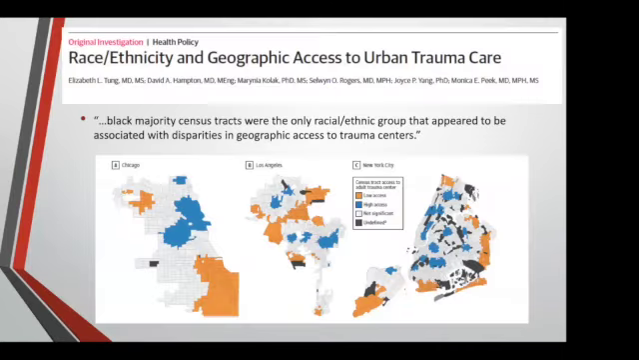So there's other research being done in this field, specifically related to trauma. Dr. Berry, you mentioned the study yesterday, on race and ethnicity and geographic access, specifically in urban trauma care. We had Tung and colleagues look specifically at the three largest cities in the United States: Chicago, Los Angeles, and New York City. The colors on these maps represent low access in orange and high access in blue. They came to the conclusion that Black majority census tracts were the only racial or ethnic group that appeared to be associated with disparities in geographic access. They found that to be true in Chicago as well as Los Angeles.